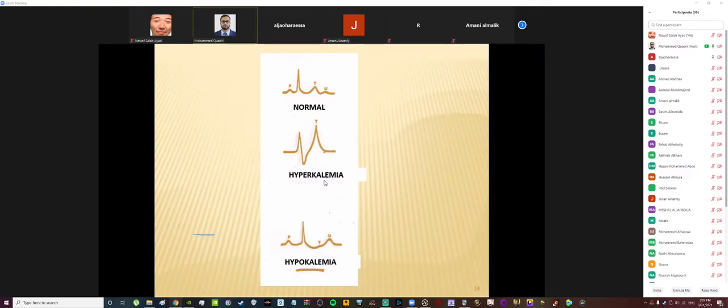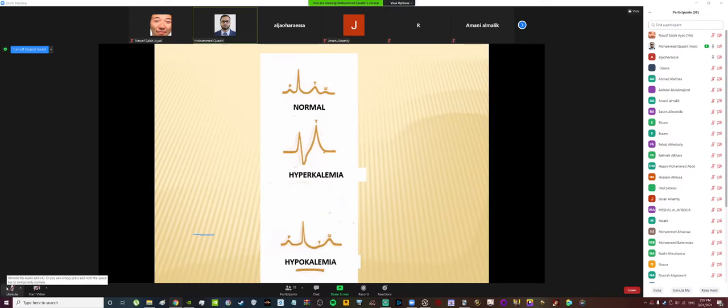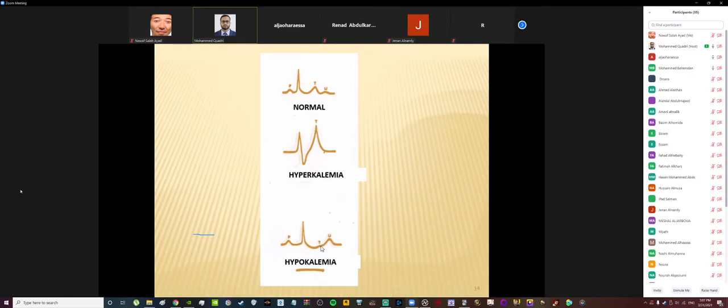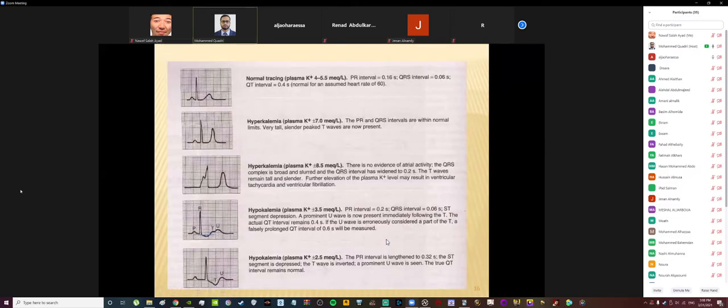What is hyperkalemia? Increased potassium level, hyperkalemia. And what happens in hypokalemia? The opposite of that. The T wave is very flat, a very low T wave. Sometimes the T wave even becomes inverted, and you will get a U shape, an inverted T wave, in severe hypokalemia. So a tall T wave is diagnostic of hyperkalemia, and a flat T wave or inverted T wave is diagnostic of hypokalemia. So you can make it out here.